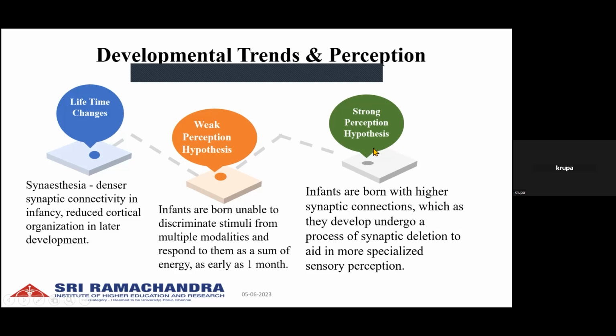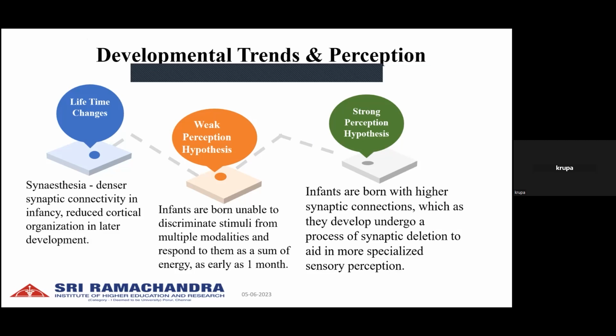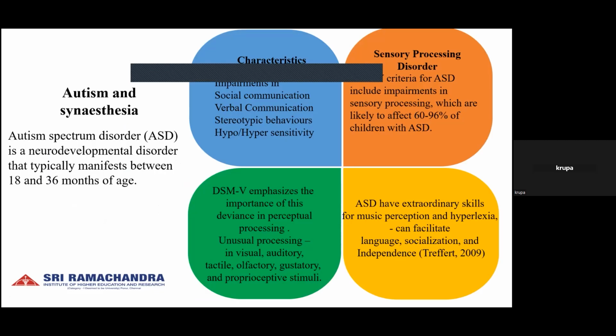While the strong perception hypothesis puts forth the understanding that more synaptic connections are present at the time of infancy, and so this cross-modal perception takes place while development happens. In the course of development, more specialized sensory perception happens, and so these perceptions are weighed with time. So moving on to our topic, synesthesia and autism.